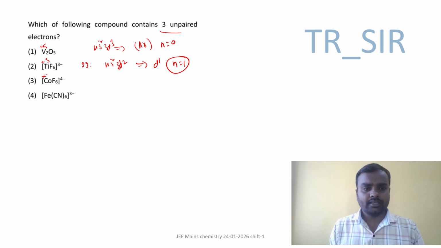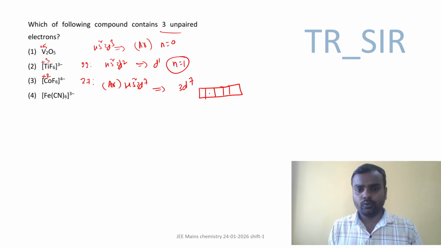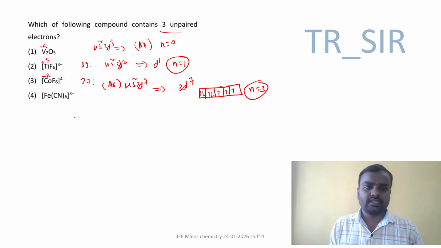Here, cobalt will be plus 2. Cobalt plus 2, the atomic number of cobalt is 27. So Ar 4s2, 3d7. Now remove the 2 electrons from that. So 3d7 is coming. If you see the 3d7, so 1, 2, 3, 4, 5, 6, 7. So here you are getting the answer: the number of unpaired electrons, 3, is coming.